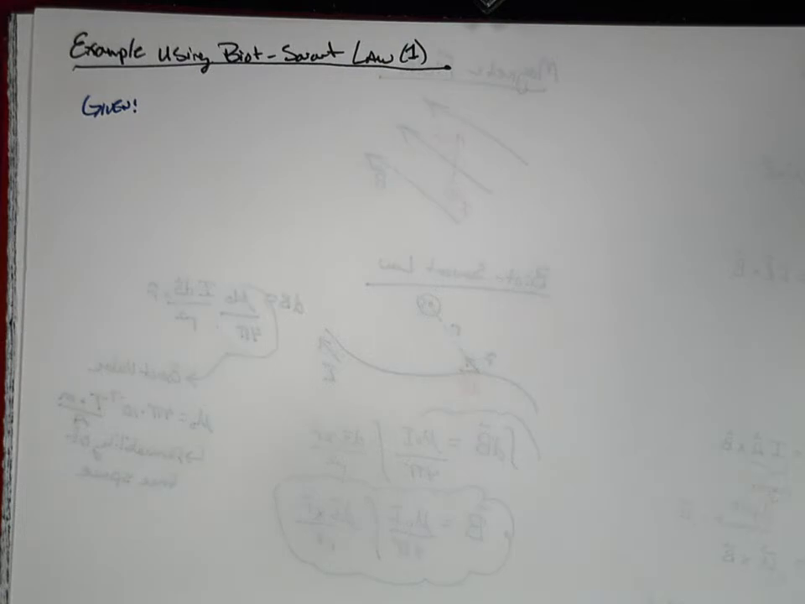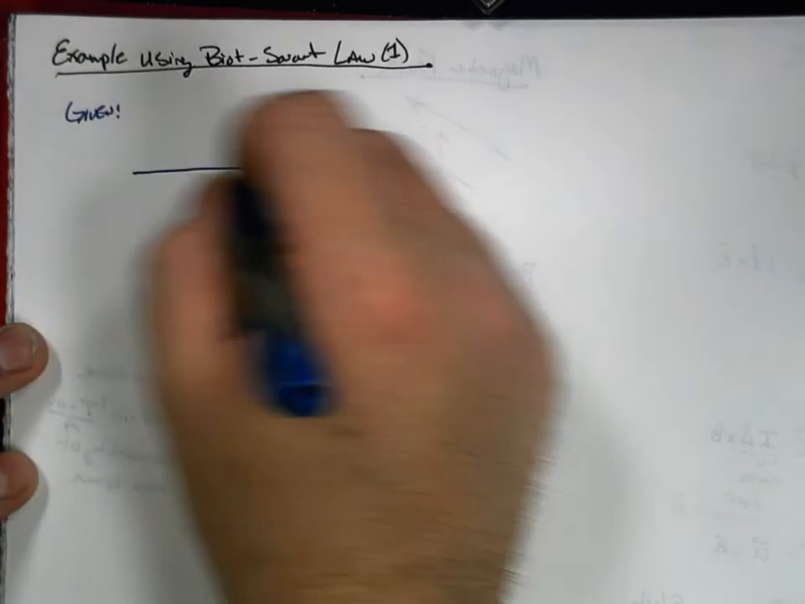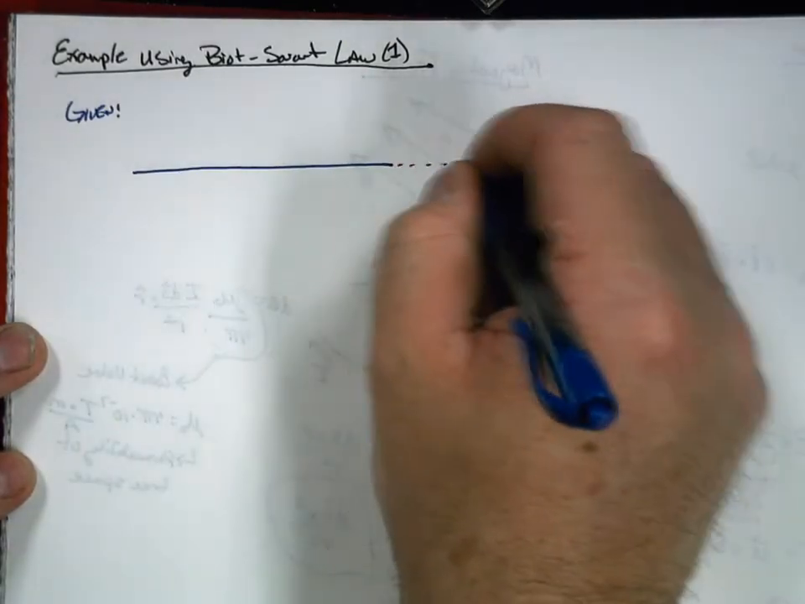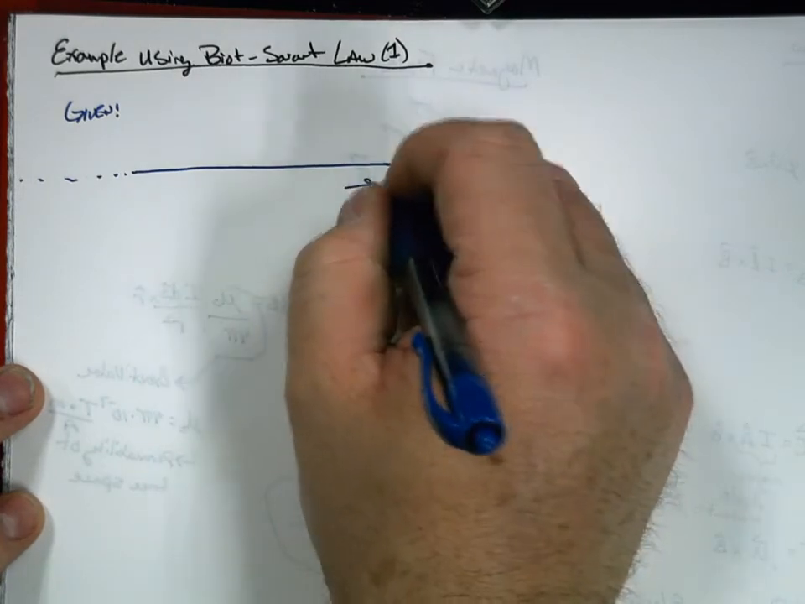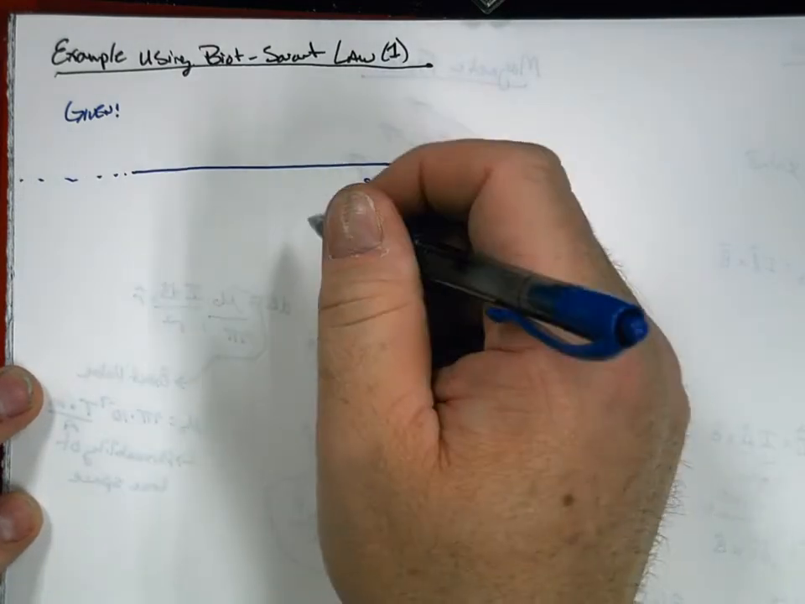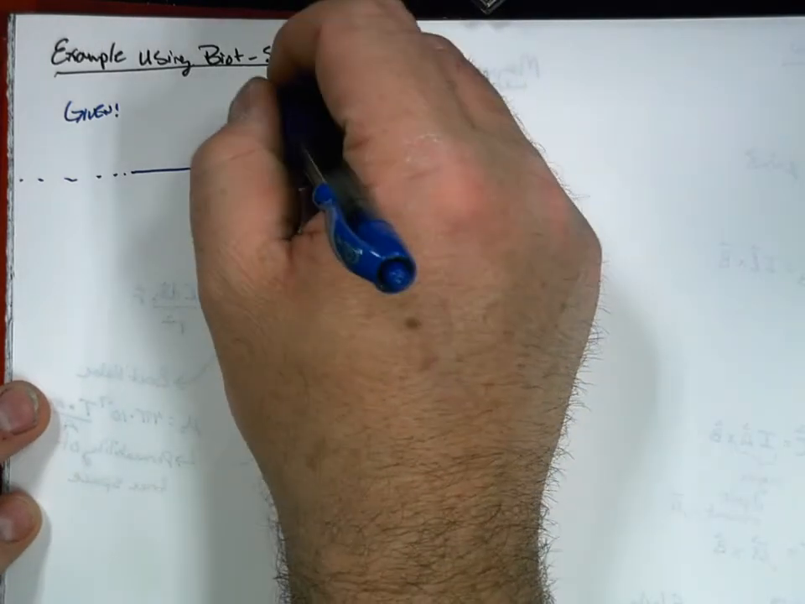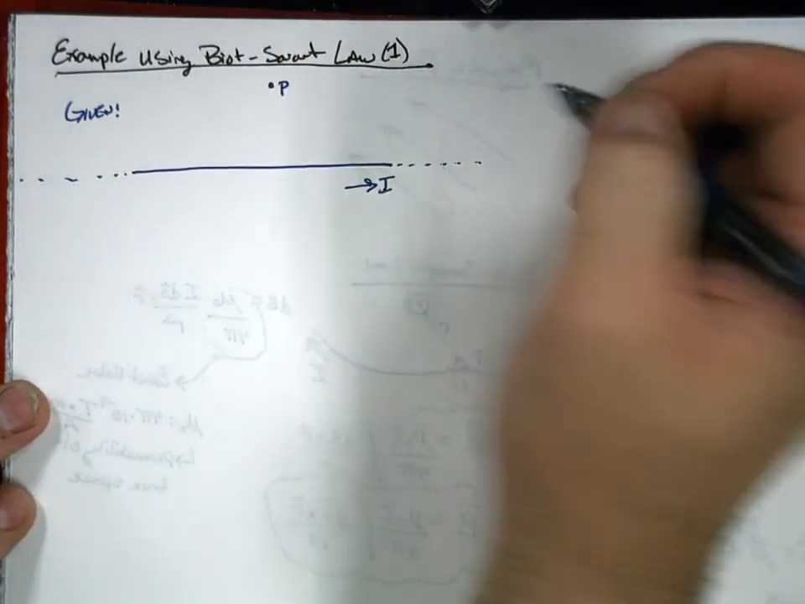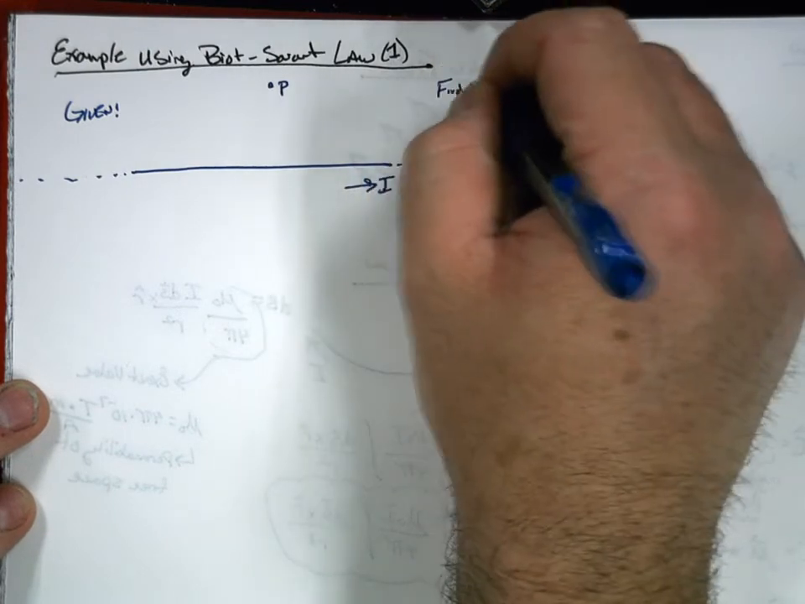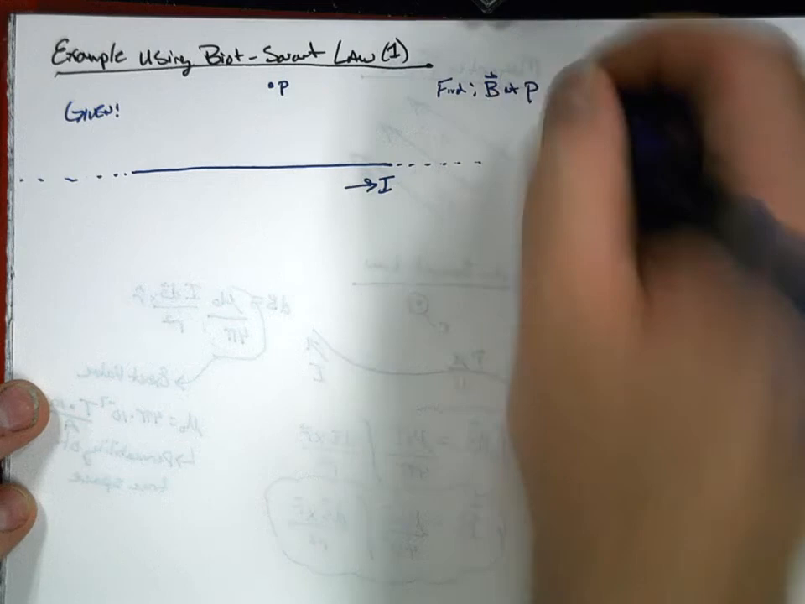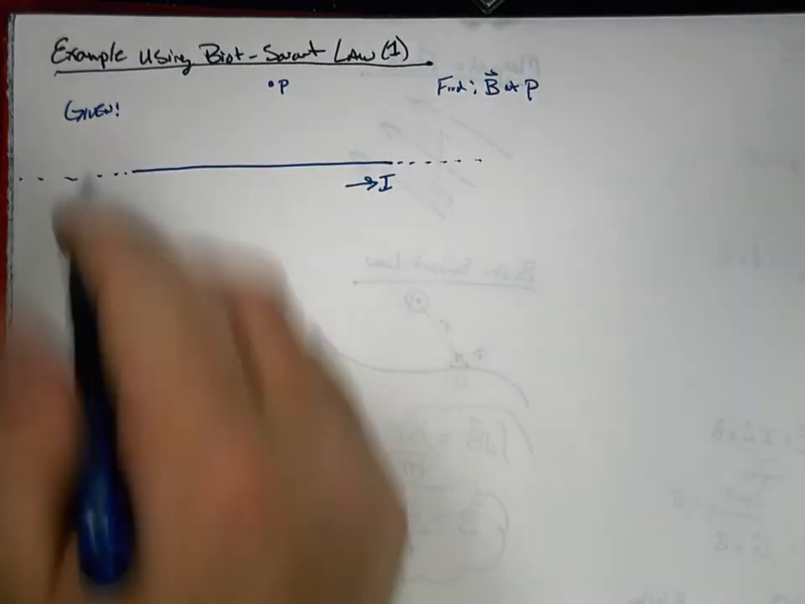Okay, here's our example using Biot-Savart law. We are given a long wire that has a current in it, and we want to find the magnetic field at this point P. Find B at point P. All right, so let's solve.